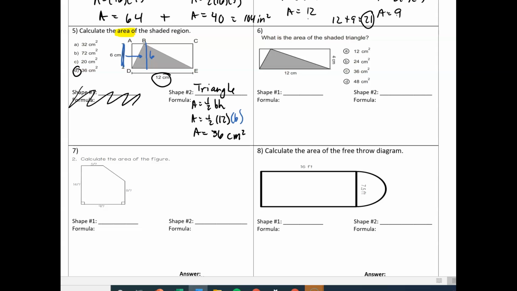Problem 6 is very much like problem number 5, so go ahead and do that now in Edpuzzle, please. So the area of that triangle had a base of 12, right, and a height of 4 on the outside, so 4 on the inside, so half of 12 is 6, and 6 times 4 is 24, so B should have been your answer.